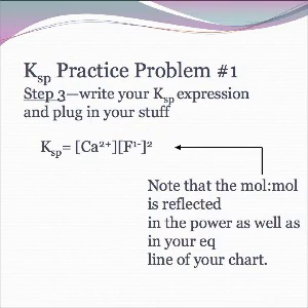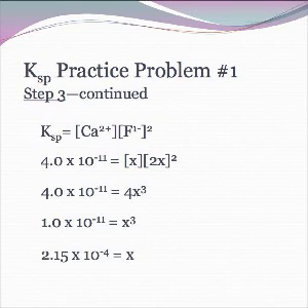Step 3 is to write your KSP expression and then plug in what you have at equilibrium. So your KSP expression reads KSP equals the concentration of calcium ion raised to the first power times the concentration of fluoride ion raised to the second power. Again, your mole-to-mole ratio tells you what your powers will be. So it's kind of like a check and balance system where you have your mole-to-mole ratio reflected all over the place. Once you plug in what you know to that KSP expression, you should have 4.0 times 10 to the negative 11 equals the concentration of x raised to the first power times the concentration of 2x raised to the second power. Well, if you consolidate what's on the right side there, you're going to have 4x cubed on the right side. Then solve for x, and you should find that x is 2.15 times 10 to the negative 4th.